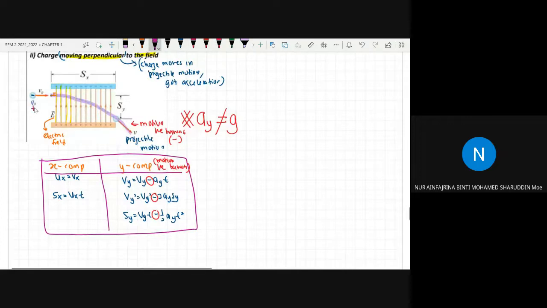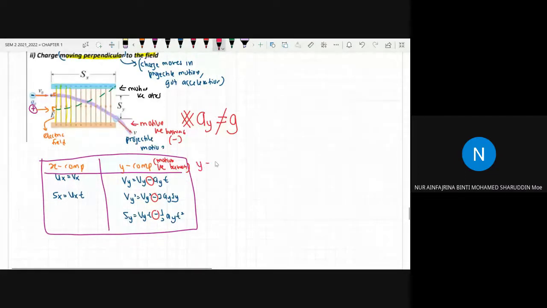Tetapi what if I ambil positive charge, okay, and then I masukkan dia secara perpendicular, dia akan attract to which plate? Negative plate ke positive plate? Negatif. So bila dia attract to negative plate, cuba tengok motion dia ke mana? Ke atas ke bawah? Atas. So motion ke atas. So untuk kes ni dia pelik sikit.